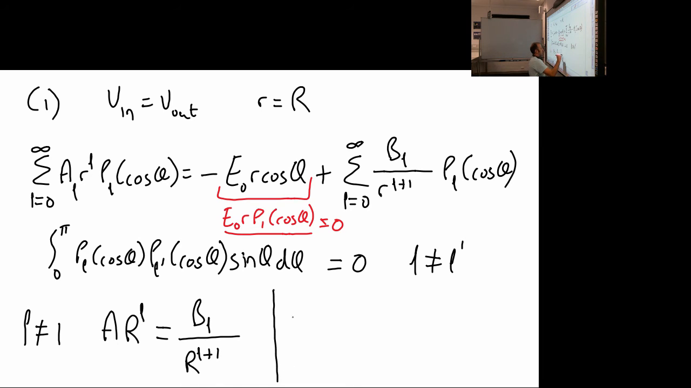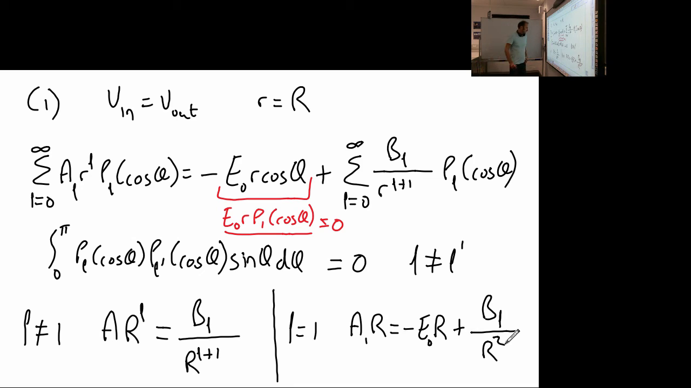And now what happens whenever L is equal to 1? Well, whenever L is equal to 1, we're going to have A1 r equal to minus E naught r plus B1 divided by r squared. Okay, so these are our first two expressions, which we have obtained by solving for the first boundary condition.